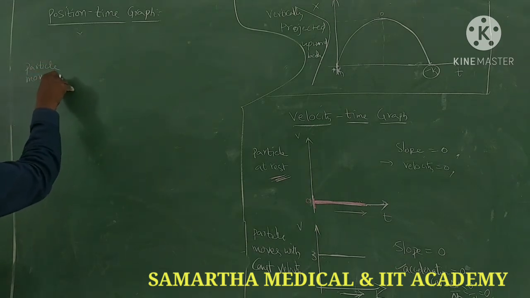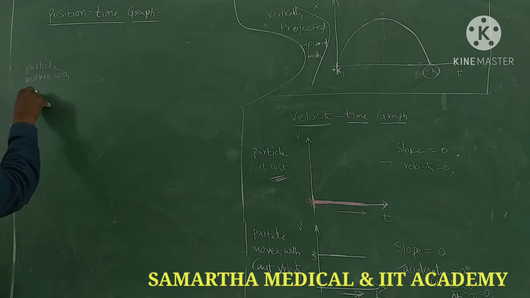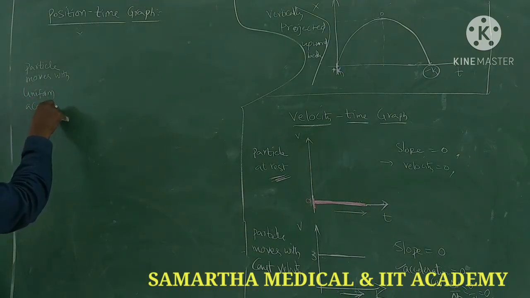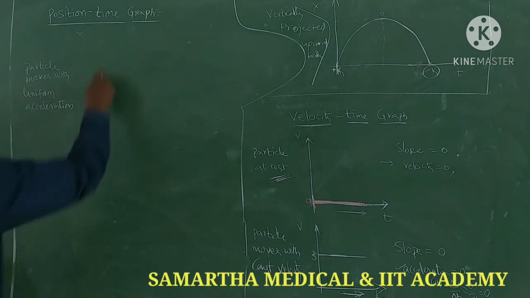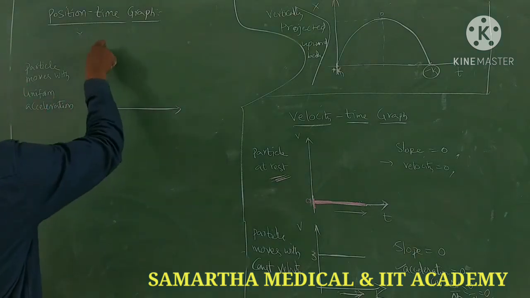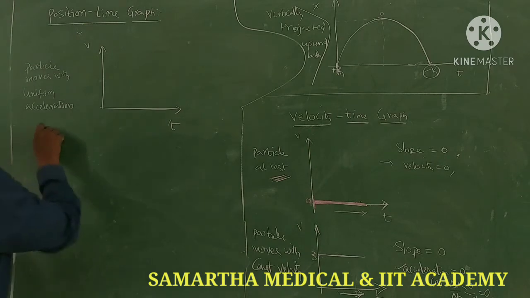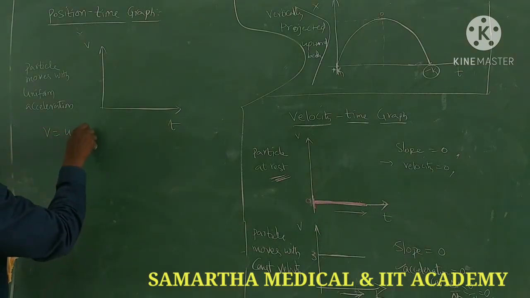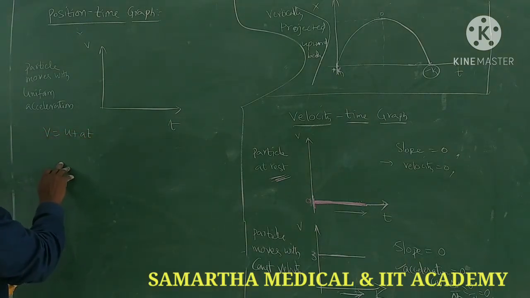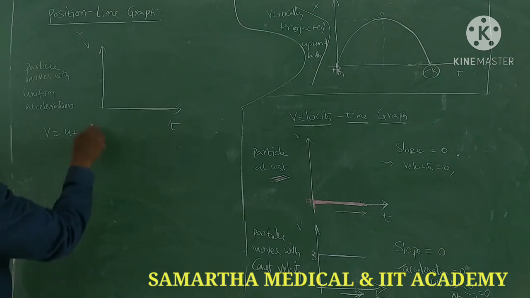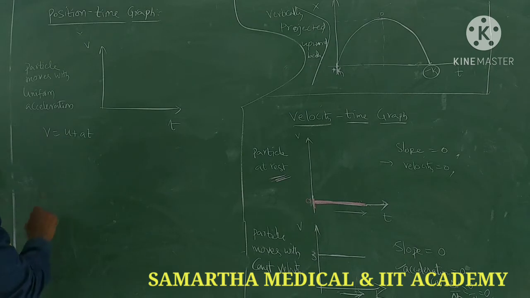A particle moves with uniform acceleration. Uniform acceleration means you can take velocity-time. You know that V is equal to U plus AT. So in that situation, suppose a particle started from rest, U is 0.